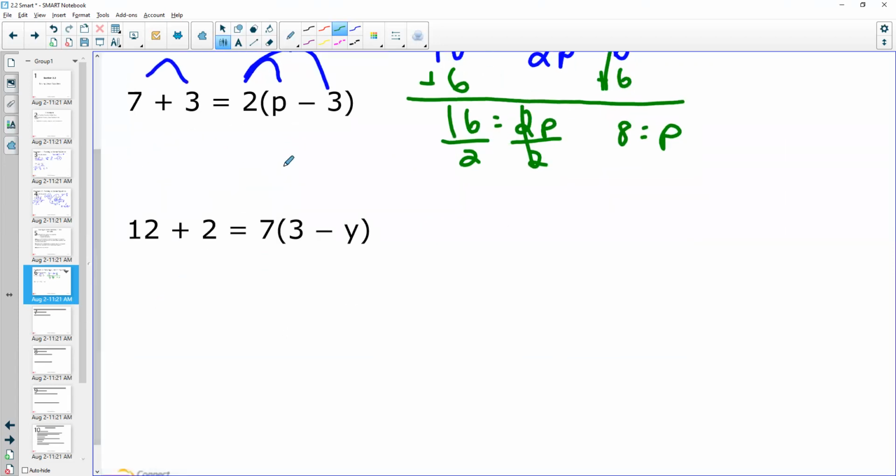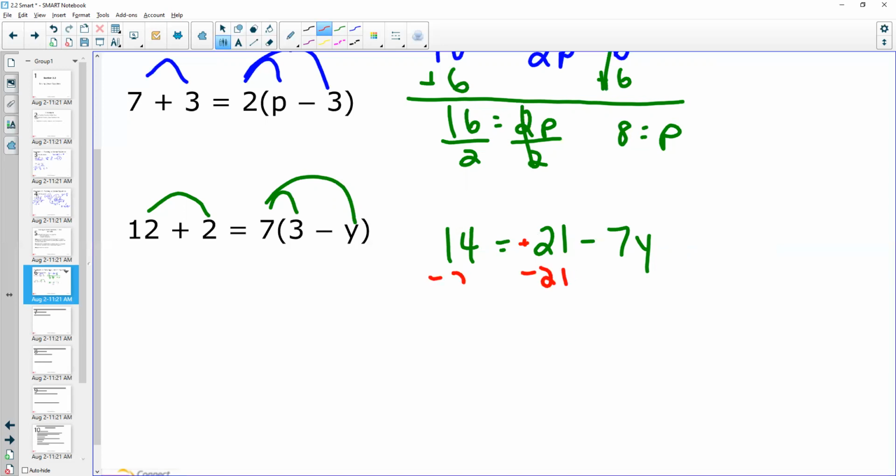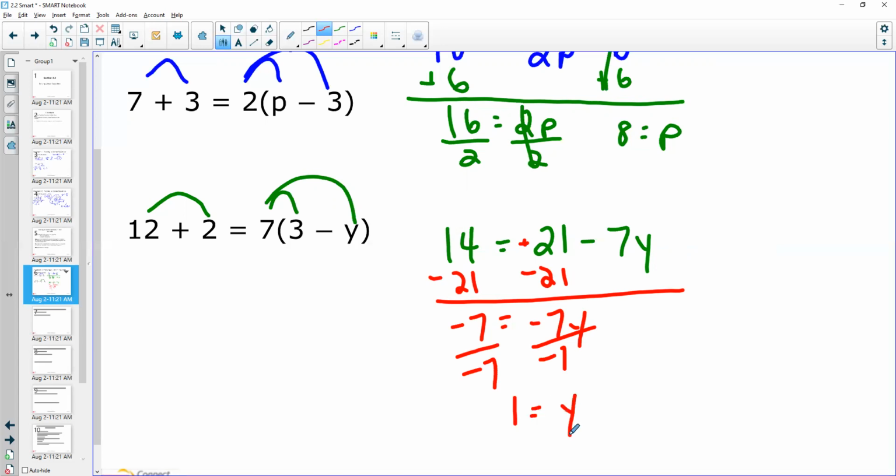All right, so on the left, we combine 12 and 2, we get 14. On the right, we distribute the 7. So 7 times 3 is 21, minus 7 times y. The thing I need to move to the opposite side is this 21. It's technically positive, so I'm going to subtract it. Minus 21 to both sides. So I get -7 equals -7y. I'm going to divide both sides by -7. -7 divided by -7 is just 1. So y equals 1. Go through and check.